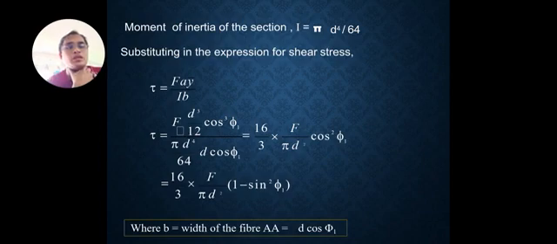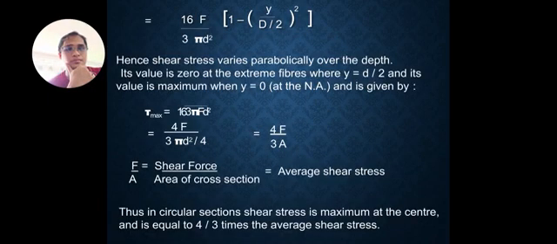The moment of inertia of the section I is equal to pi D to the power 4 over 64. Then substituting in the expression for shear stress, T is equal to F A y over I B. So the shear stress is equal to F times D cubed over 12 cosine cubed theta, which is equal to 16 over 3 times F over pi D squared cosine squared theta, then equal to 16 over 3 times F over pi D squared times 1 minus sine squared theta, where B, the width of the fiber AA, is equal to D cosine theta. So it is 16F over 3 pi D squared times 1 minus (2y over D) squared.